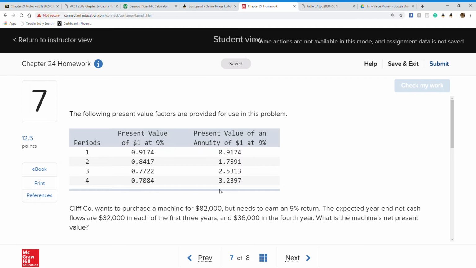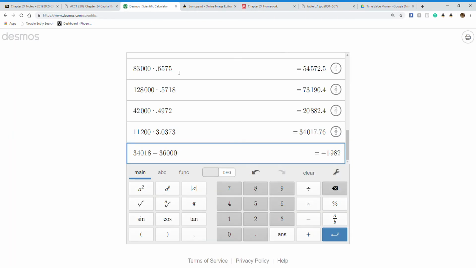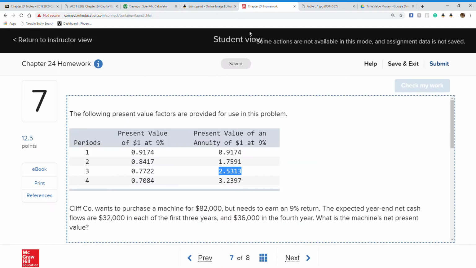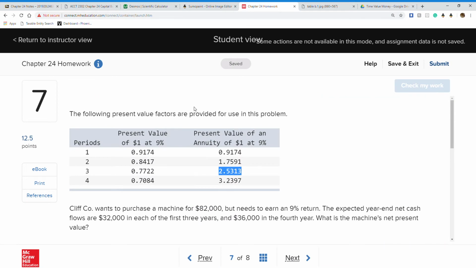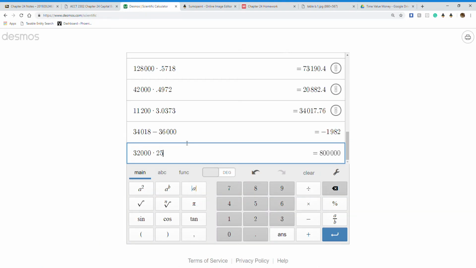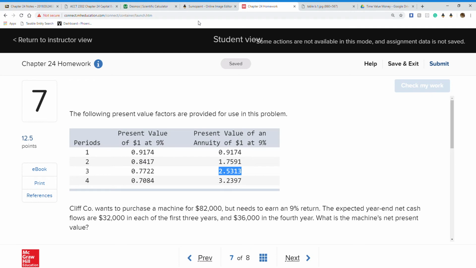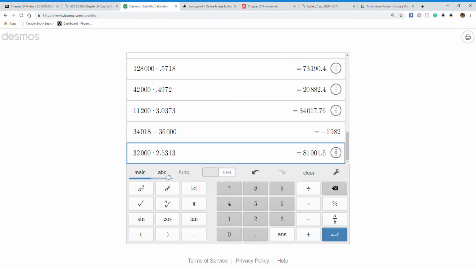Okay. So first off, the first 3 years will be $32,000. So we're going to use the annuity. So calculate 32,000 times 2.5313. Make sure I got that in there right. 2.5313. Okay. And this is what I'm going to do. I'm going to put this in parentheses. And that's the first 3 years.